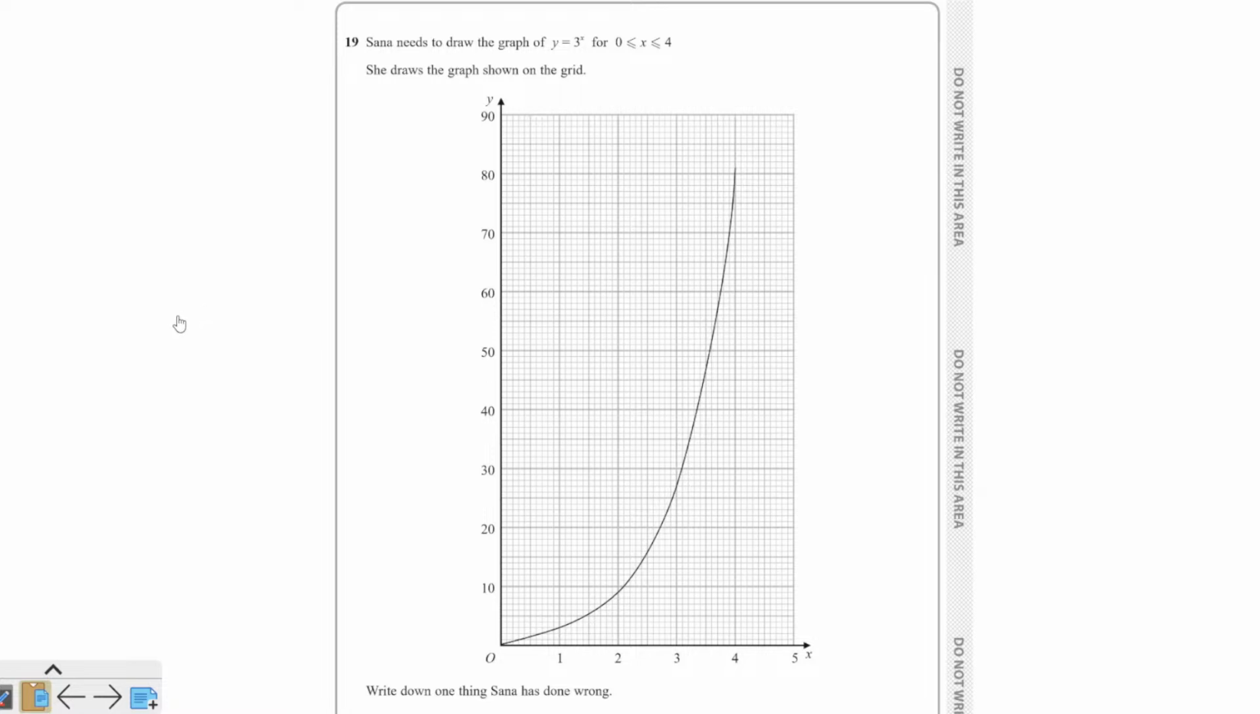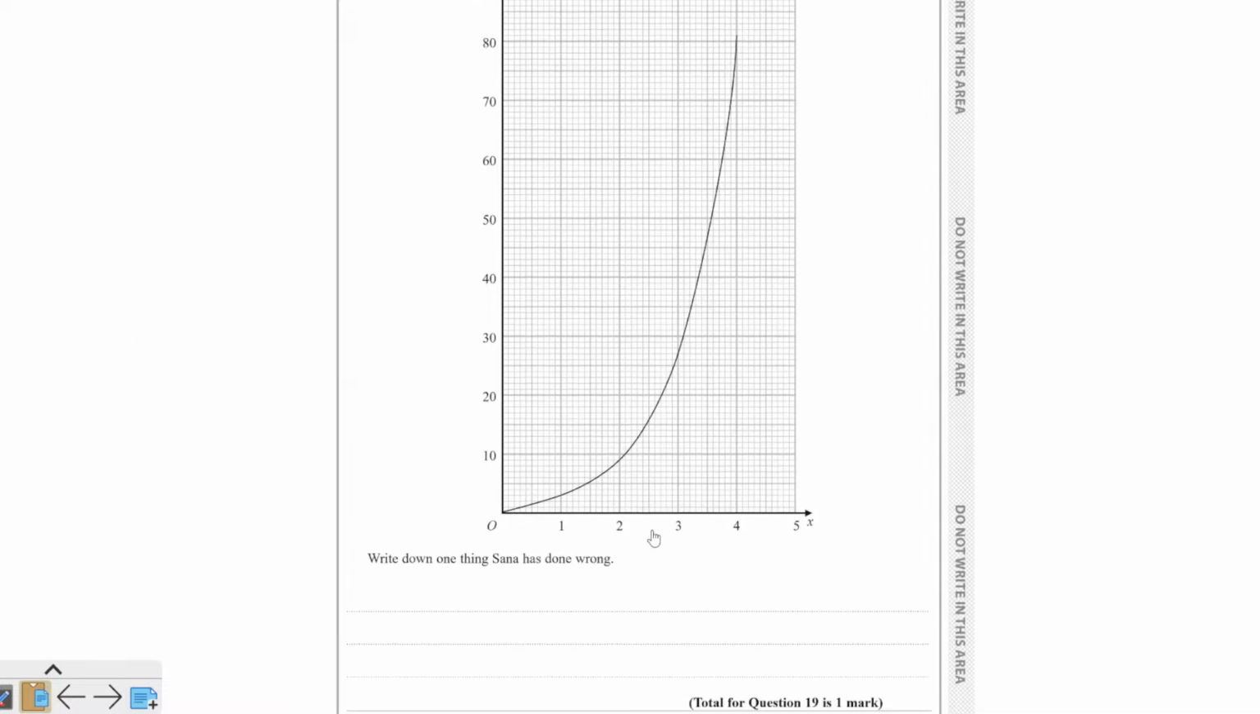Okay, question 19. Sana needs to draw the graph of y equals 3 to the power of x for the range 0 to 4 on the x-axis. So that's an exponential graph, isn't it? It's one of those ones you need to memorize what it looks like. She draws the graph shown on the grid. It says write down one thing Sana has done wrong. 1 mark. Again, you don't need to fill out all 3 lines, but just something really basic.